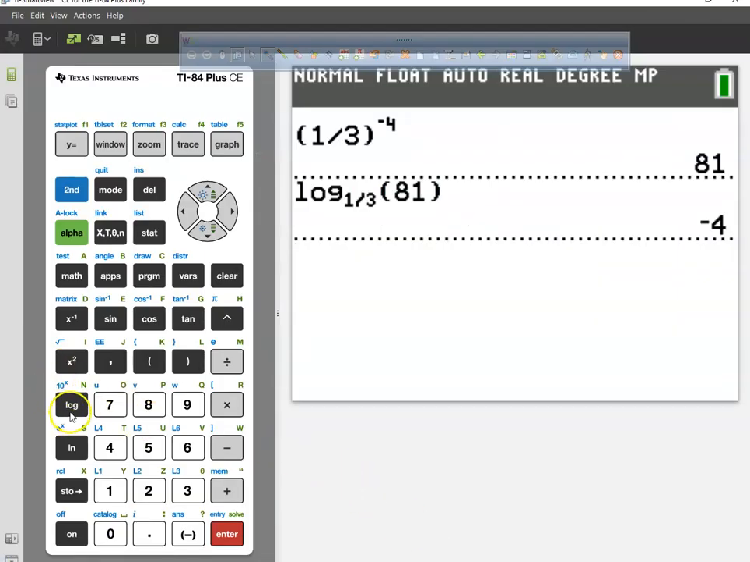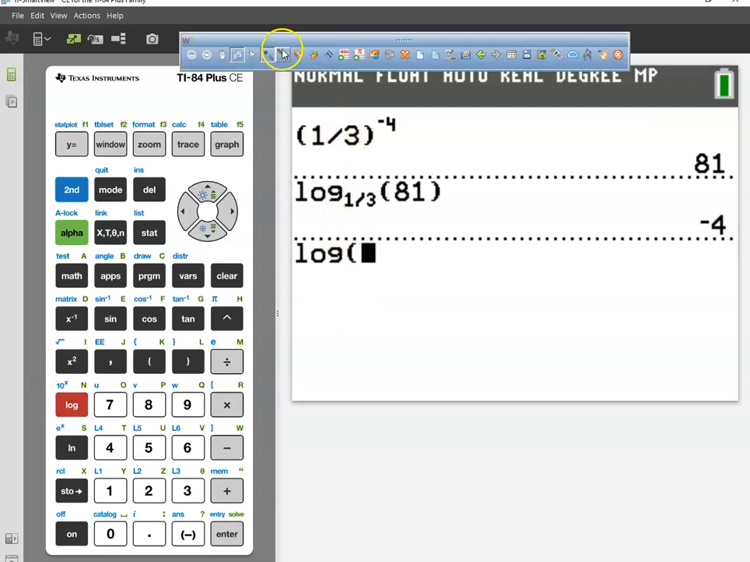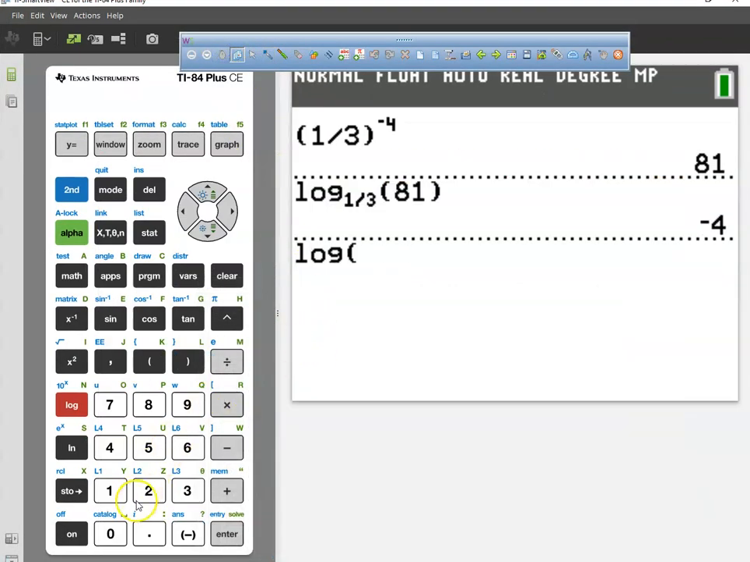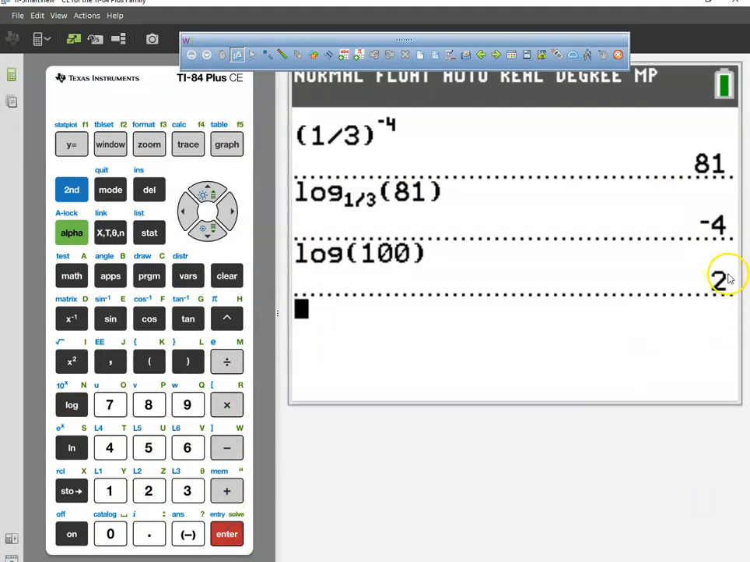So does everybody see this log button right here? This is actually a log base 10. So even though you can't see it, the number that would be right here, that I put a 1/3 right there, that would actually be log base 10. So if I put 100 there, 10 to the power of what number is 100? 10 squared, because 10 times 10 is 100. So right here, if I said log 100, what's it going to spit out? A 2, because 10 squared is 100.